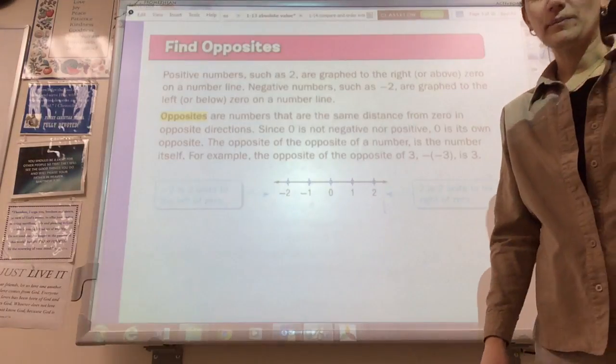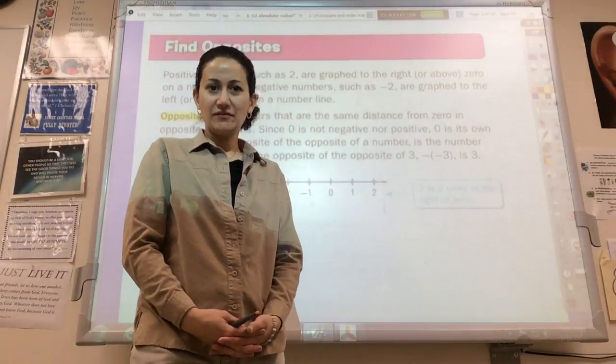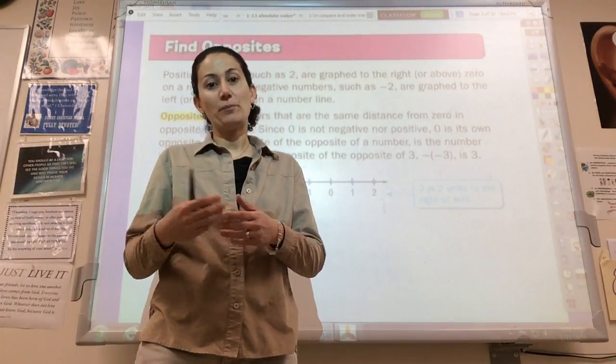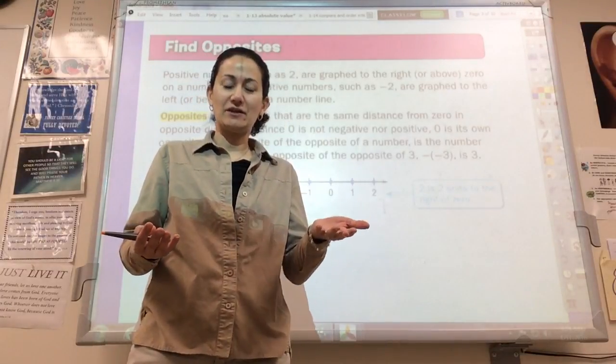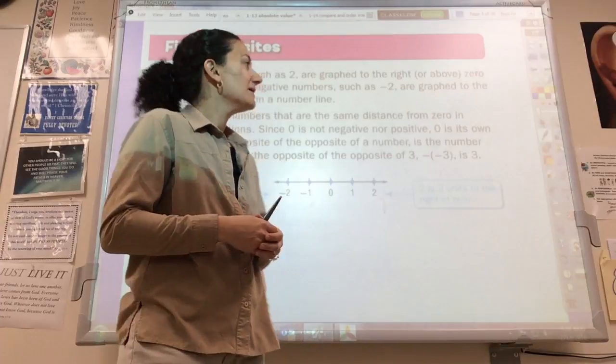Today we're going to talk about opposites and absolute value. The opposite of an integer is the opposite sign. So the opposite of a positive number is its negative number, and vice versa. The opposite of a negative number is its positive.